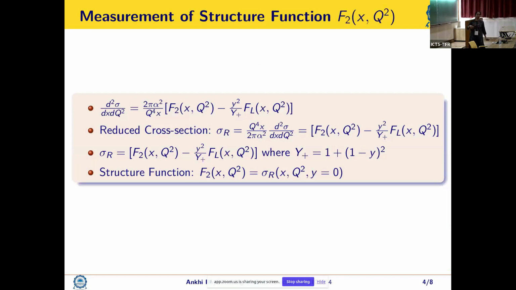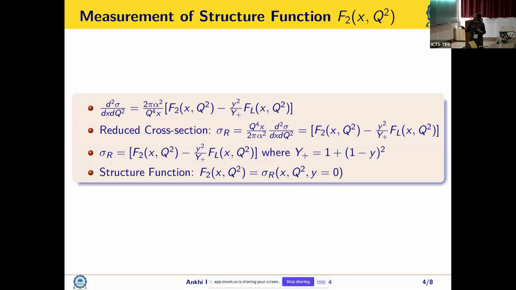Now, before we start the analysis, how do we go ahead, what is the idea? This first formula, which you have seen already, is the double differential cross section in x and Q squared. This formula is very familiar, discussed many times in this school, with F2 and FL. Now, experimentally we can measure the cross section. Then I have introduced this reduced cross section. What I did here is bring the factor 2 pi alpha squared by Q to the power 4 x into the left hand side, and then the cross section becomes the reduced cross section. The name we have given is sigma r.